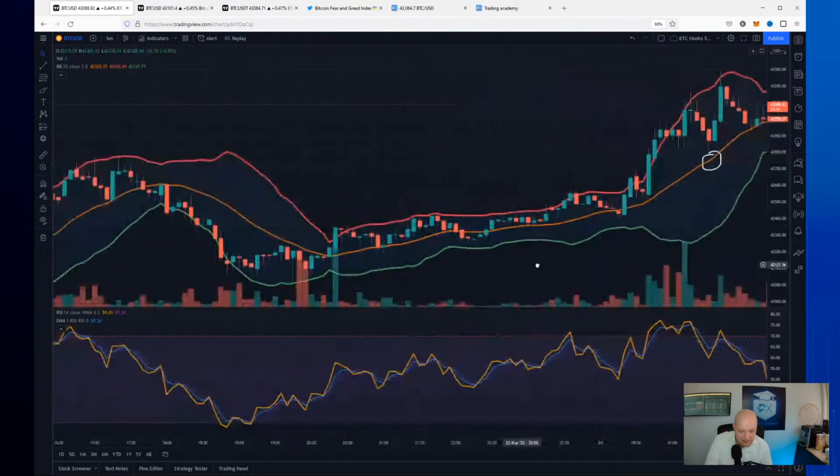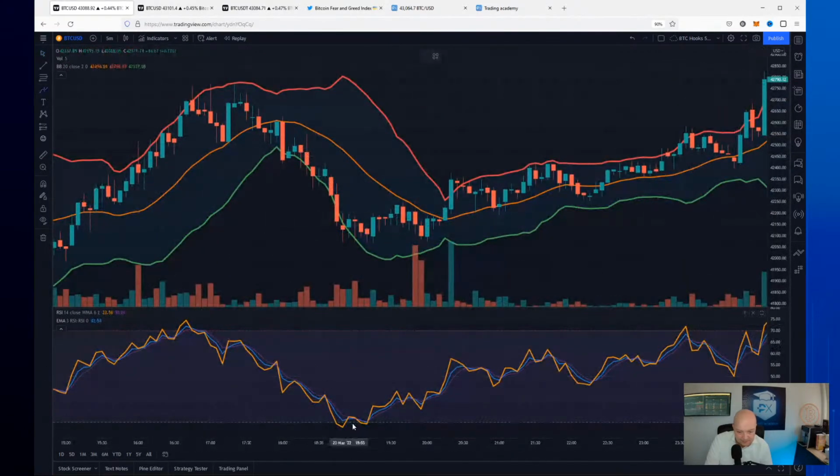Let me zoom in here a little bit. Again, this would have been a long signal. So one here and another one here. And in this case, also not bad trades again. We would have been able to kind of time a local bottom in the market. And yeah, the market was then moving sideways again, but eventually pierced through.